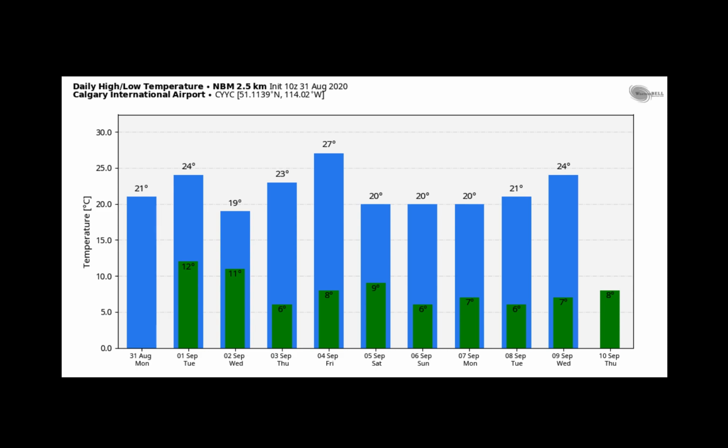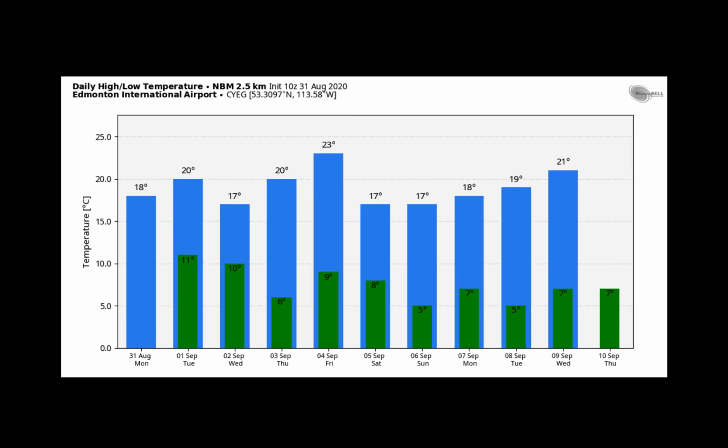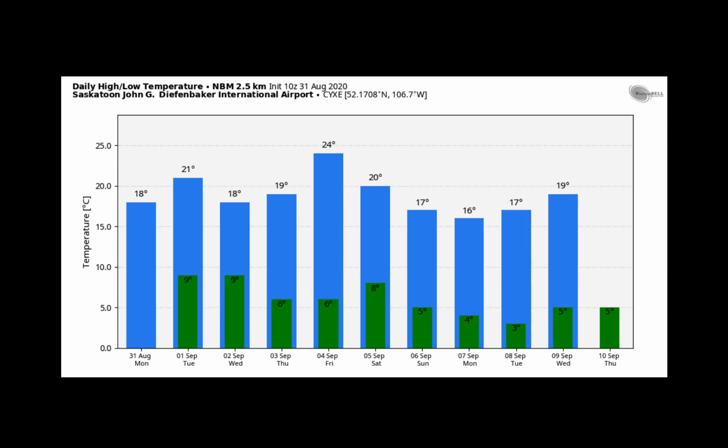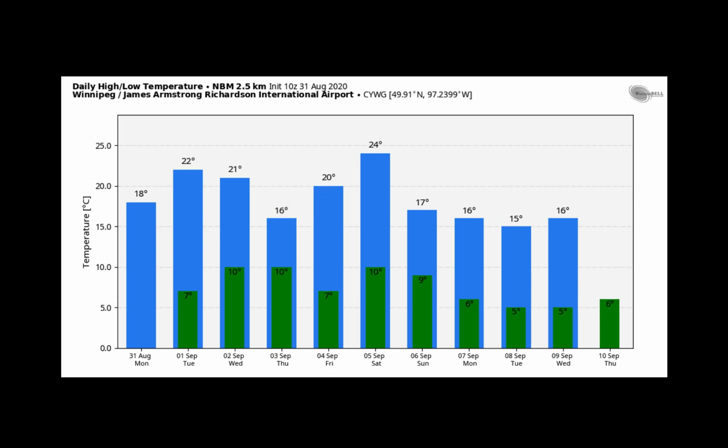So looking at temperatures here over the next few days, again, a bit of a temperature roller coaster in the Calgary area. 21 today, 24 tomorrow, a cool shot of air on Wednesday, 19 for the high, warming back up to 27 on Friday, with another shot of cooler air arriving over the weekend. Edmonton follows a similar pattern. Saskatoon, very similar as well. Those highs bouncing around between the upper teens and the lower 20s in Regina.